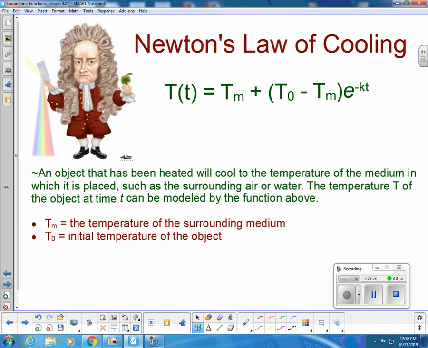An object that has been heated will cool to the temperature of the medium in which it is placed, such as surrounding air or water. The temperature T of the object at time T, so that means the ending temperature, can be modeled by the function above. So the subscript M is the temperature of the medium, like the temperature of the air, or if you put a boiled egg and dip it in cold water, the temperature of the cold water. If you take a cake out of the oven, you set it on the counter, the temperature of the air is going to cool that cake. So that's the air, the temperature of the medium. The T sub 0 is the initial temperature of the object. Okay?